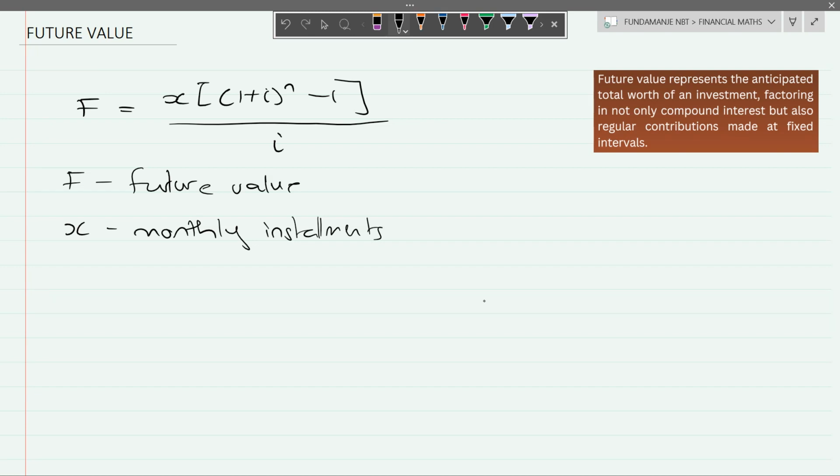And the future value is mostly used in funds such as trust funds. Let's say you have a child and you want to set up a trust fund for your child such that after 18 years they'll have a certain amount of money. You can use the future value in order to figure out how much you would need to be depositing per month and for how long as well.